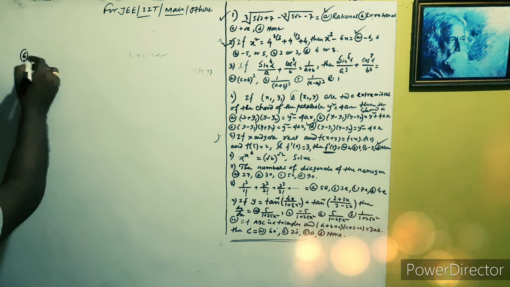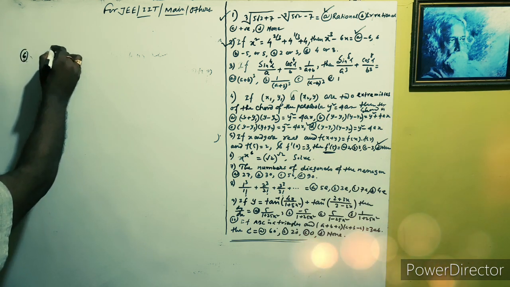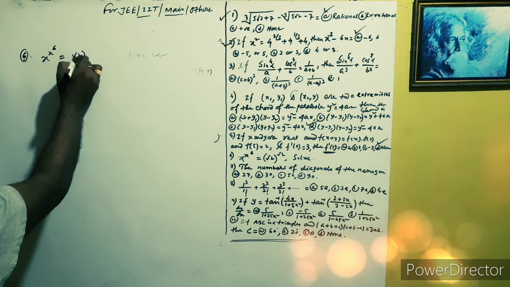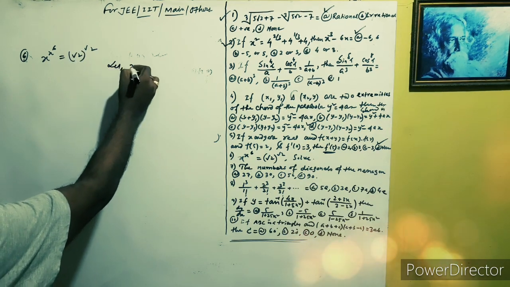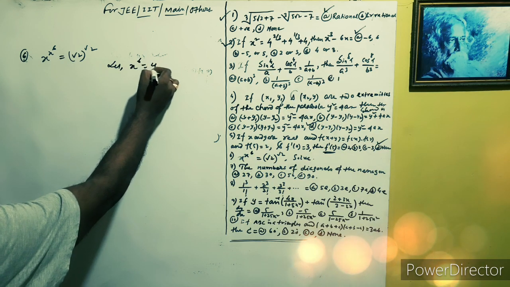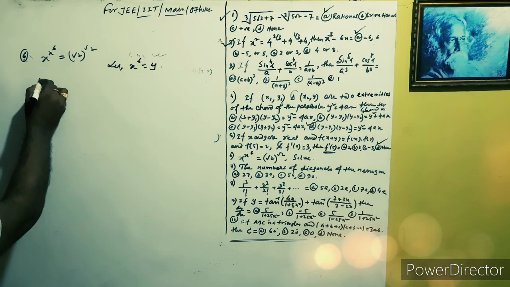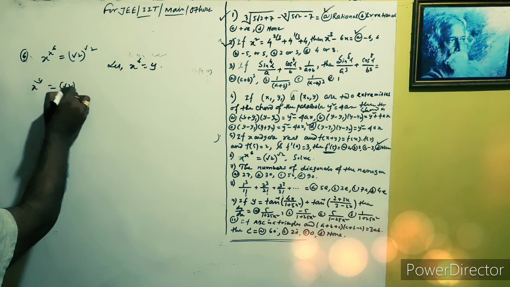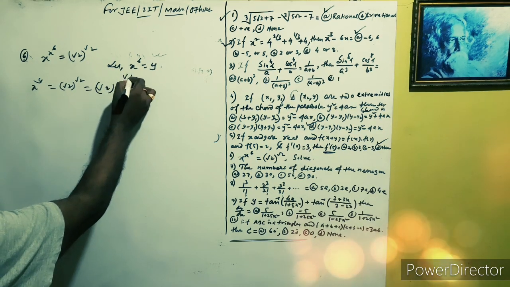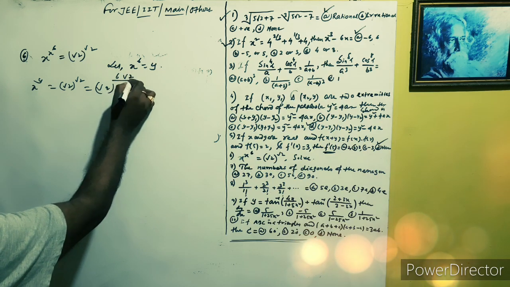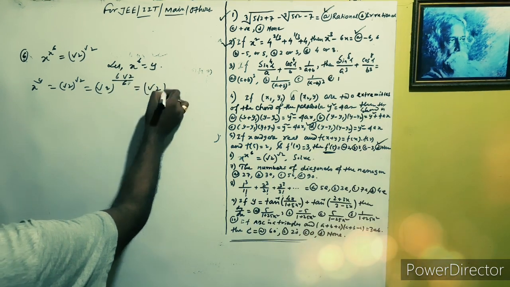For question number 6, x to the power 6 is equal to root 2 over 2. Let us assume x to the power 6 as y. So x to the power y, and this is root 2 whole to the power root 2.